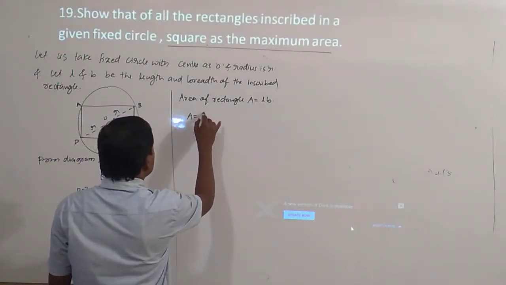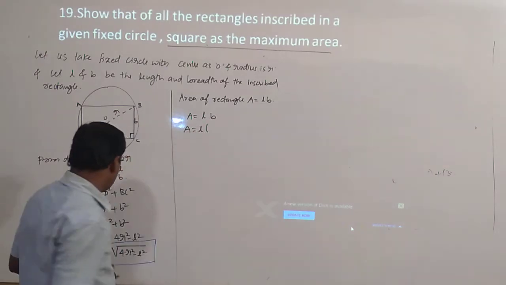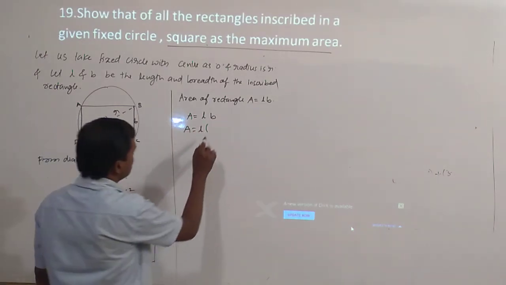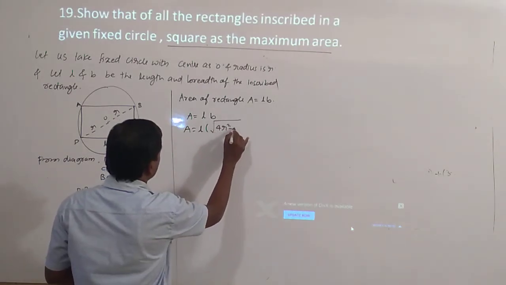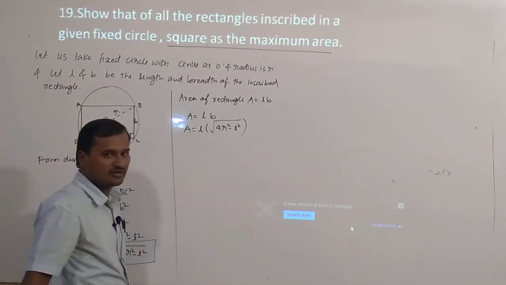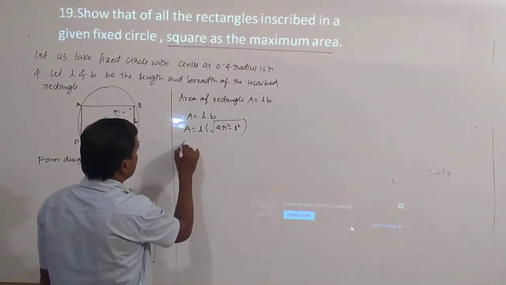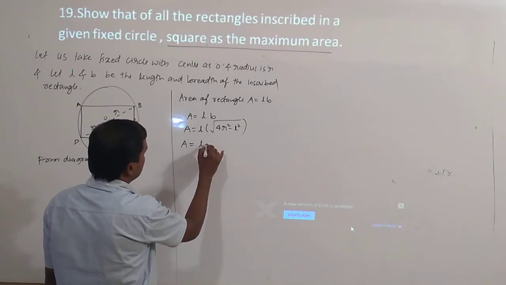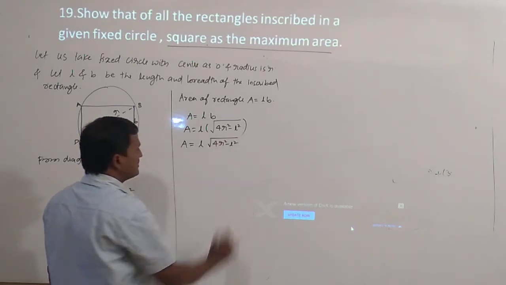So therefore here we are getting A is equal to L into B. So what is the value of B? That is the square root of 4r square minus L square. Okay, so simplify this one. Here we are getting A is equal to L into root of 4r square minus L square.